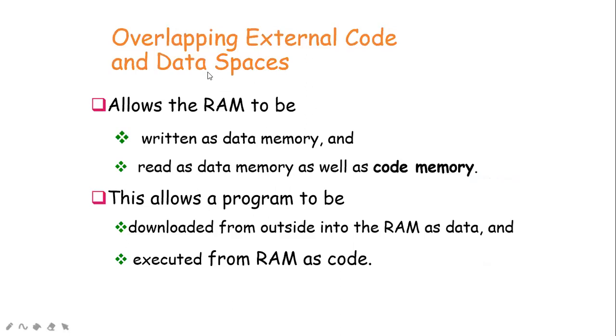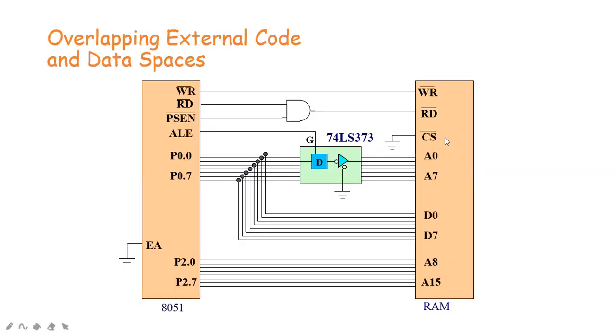Overlapping external code and data spaces allows the RAM to be written as data memory and read as data memory as well as code memory. So this RAM can be used for write operations as well as to read as data memory as well as code memory. So that means we can use it to store the code in RAM also.